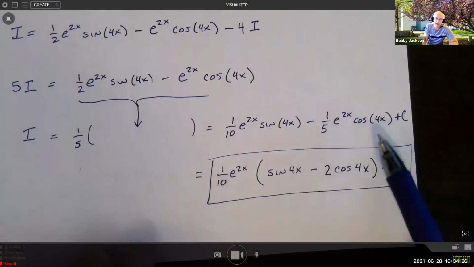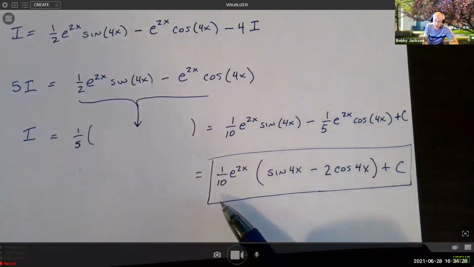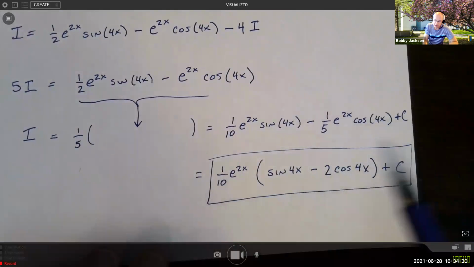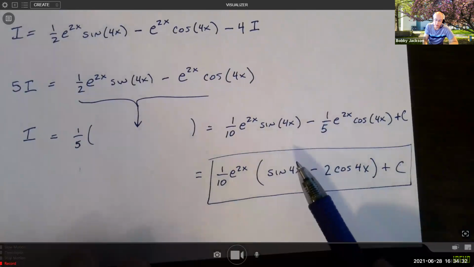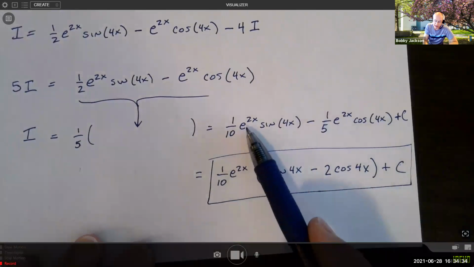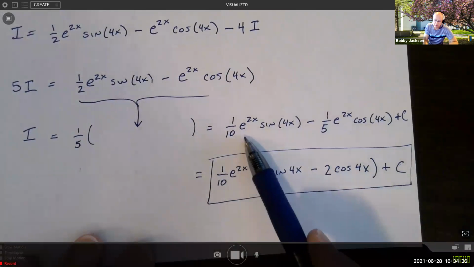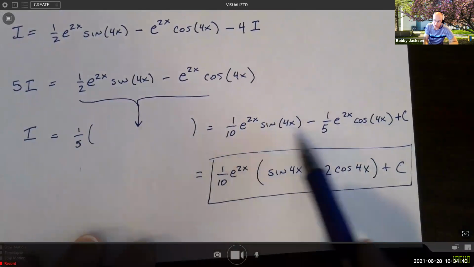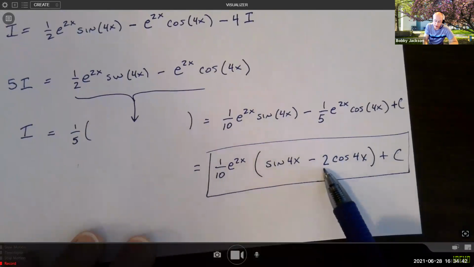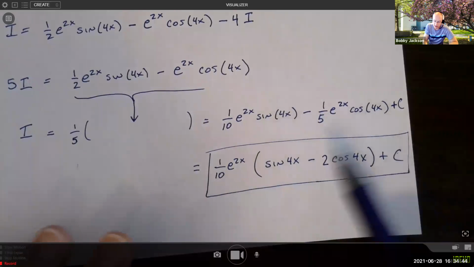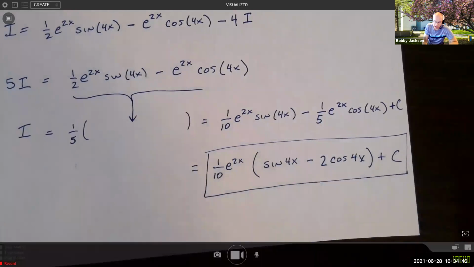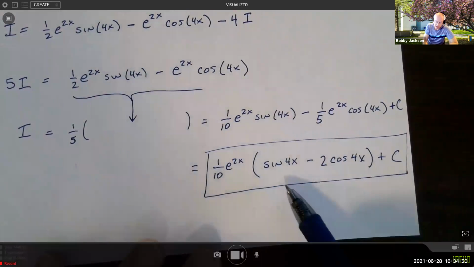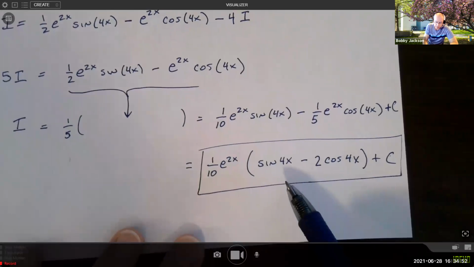Okay. Now the answer that I have in my answers looks like this. So it doesn't matter. I'll take either one. I factored out a 1/10 e to the 2x from both of these. Factoring out a 1/10 e to the 2x leaves the sine of 4x here. And factoring out a 1/10 from a 1/5 leaves 2, right? 2/10 is 1/5. So just clean it up a little bit. But there is the end result.